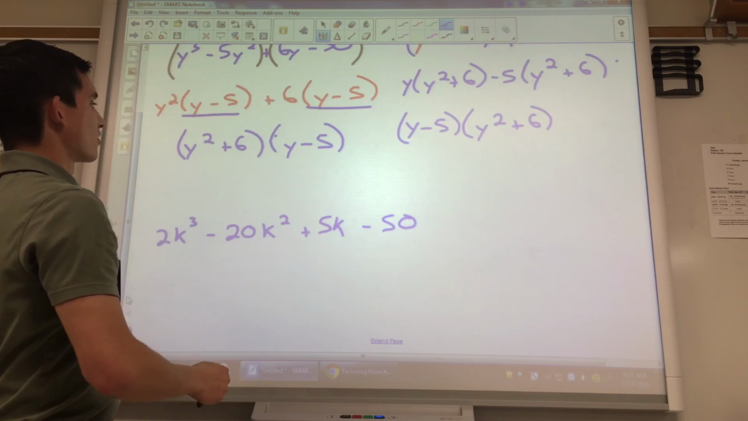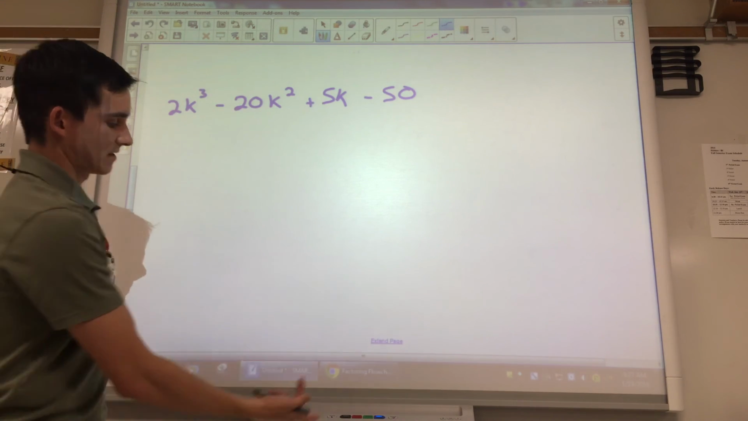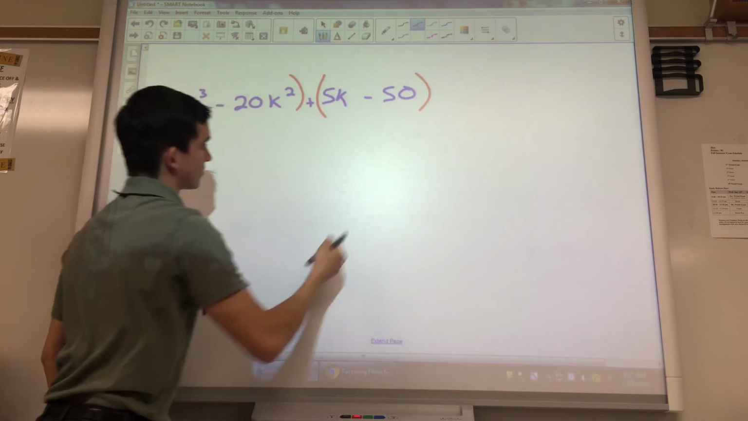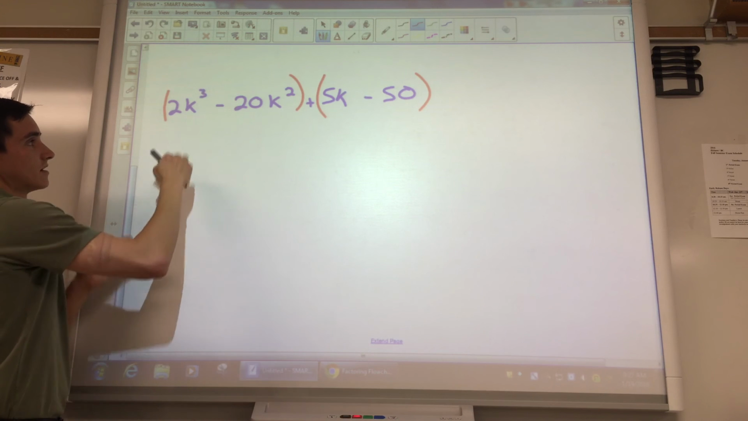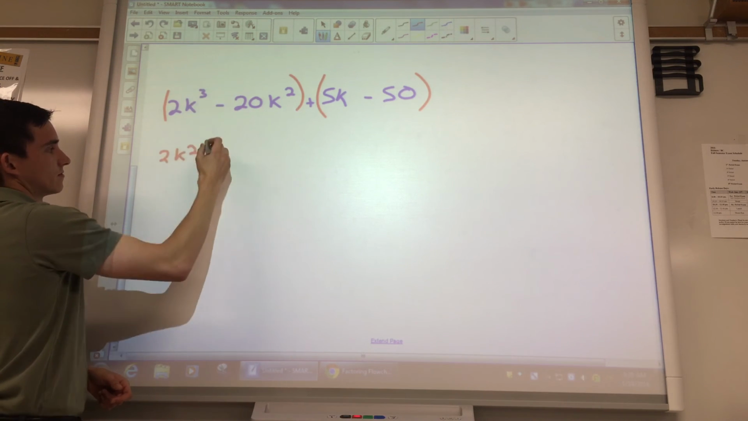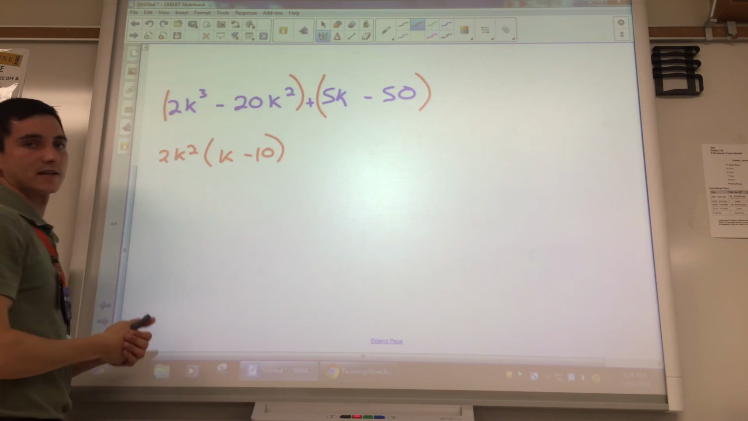Okay, let's go ahead and do one more factor by grouping. So this one, again, the book organizes it for you. So those are the ones that are supposed to be grouped together. Right here, I'm just going to go ahead and do it for you guys. 2k squared is pulled out of there, so we're going to have k and then minus 10. Everybody understand that?